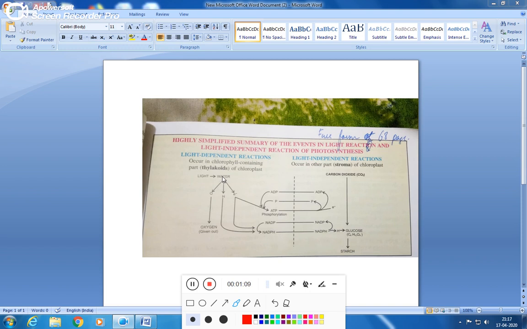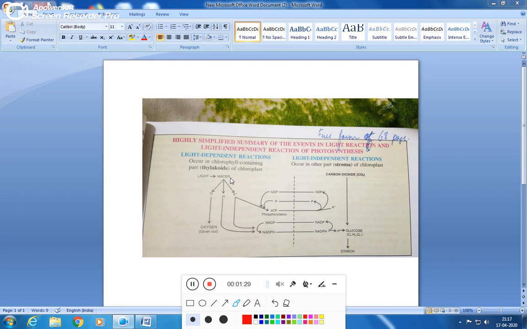You know that plants absorb water from the soil through the roots, and they are getting light energy from the sun. So sunlight energy is also playing a very important role. This light dependent reaction occurs in two main steps.